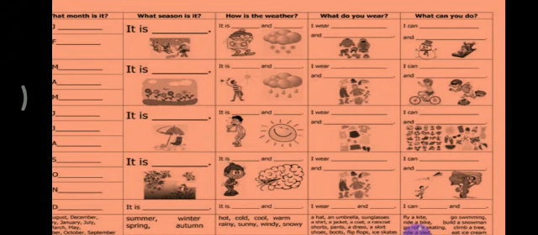Okay, what month is it? What month is it? January, February, March, April, May, June, July, August, September, October, November, December. Of course. What season is it? It is winter. Yes? Of course. It is spring.